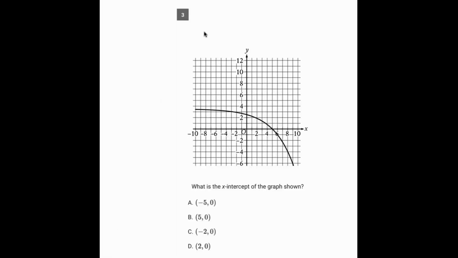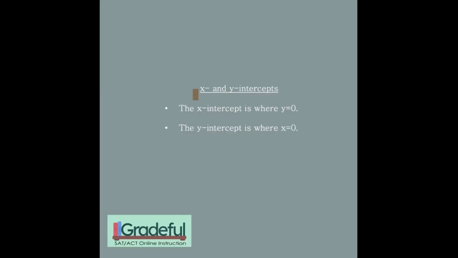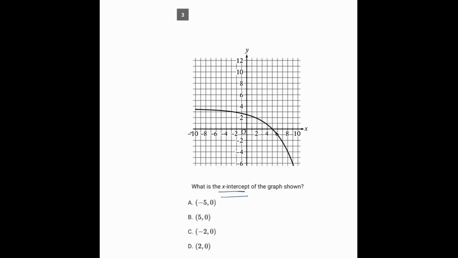Going over to question number 3 now, this question is asking us for the x-intercept of the graph, and your x-intercept is the place where y is 0, your y-intercept is where x is 0. So for us, the x-intercept being where y is 0, that means we have to look along the y-axis and figure out where is y 0. That would be right here on the y-axis, or anywhere at this level. Any of these points will have a y value of 0.